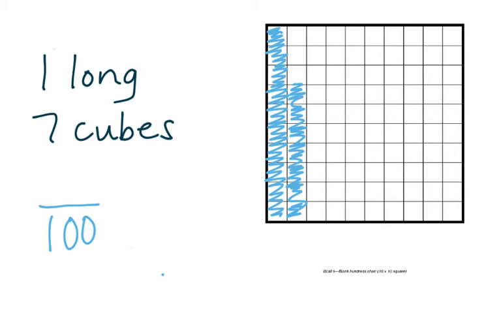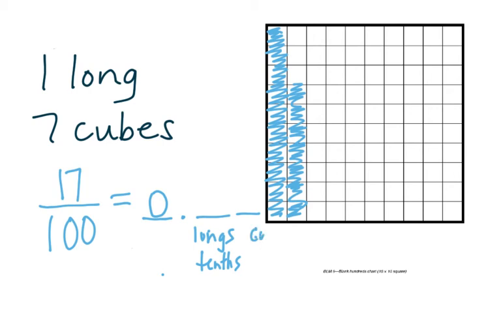100, that becomes our denominator. And how many of those small cubes are covered? 10 for the long, and 7 for the cubes, so 17 hundredths. On your whiteboard, write 17 hundredths. Now we're going to go ahead and write a decimal that is equivalent. Remember, this is the ones. This refers to the longs, or what we call the tenths place. And the second one is for the cubes, or what we call the hundredths, because it takes 100 of them to cover the whole grid. So we have 1 long and 7 cubes. We have 17 if we were to cut them all apart, 17 hundredths.